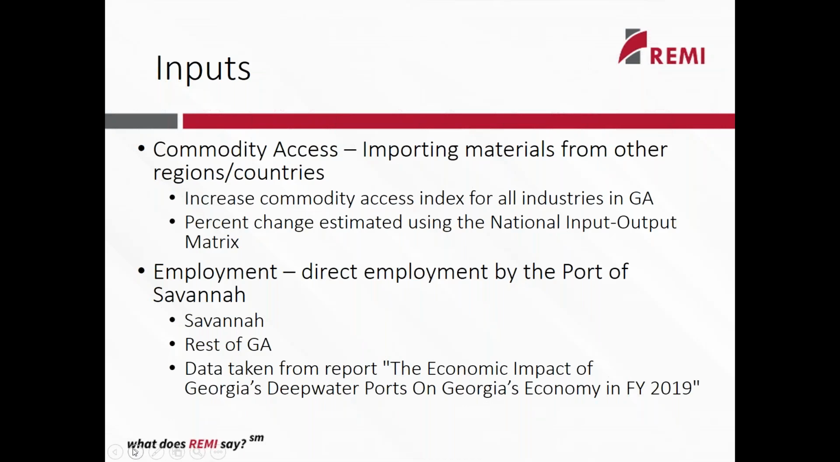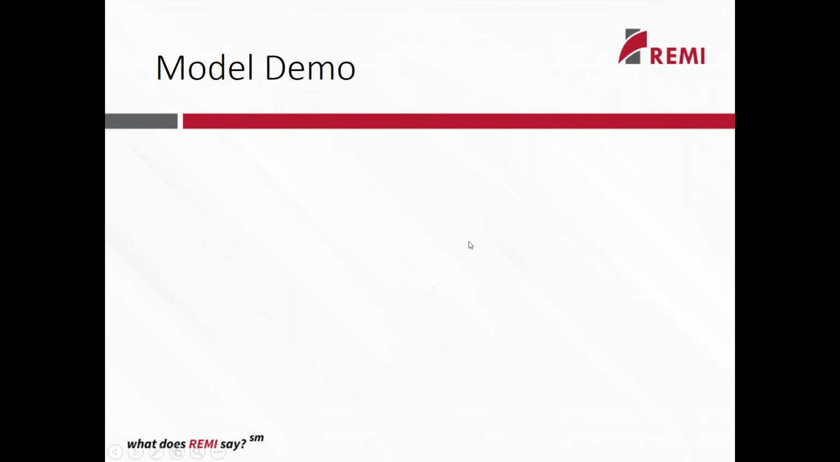The second component is the employment. We are going to use the industry employment policy variable to first put in the direct employment by the Port of Savannah, and then in other regions in Georgia, we are also going to add in the jobs that are directly related to port activities. And the data is also from this report. And now I will turn it over to Jeff to do the model demonstration. Thank you.